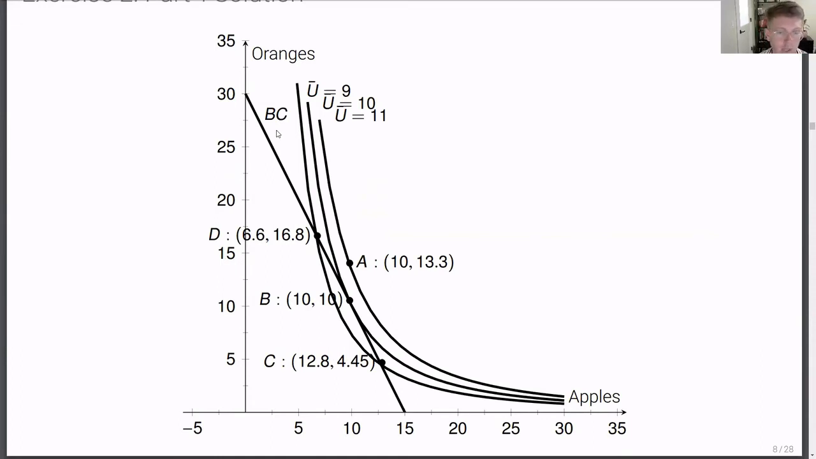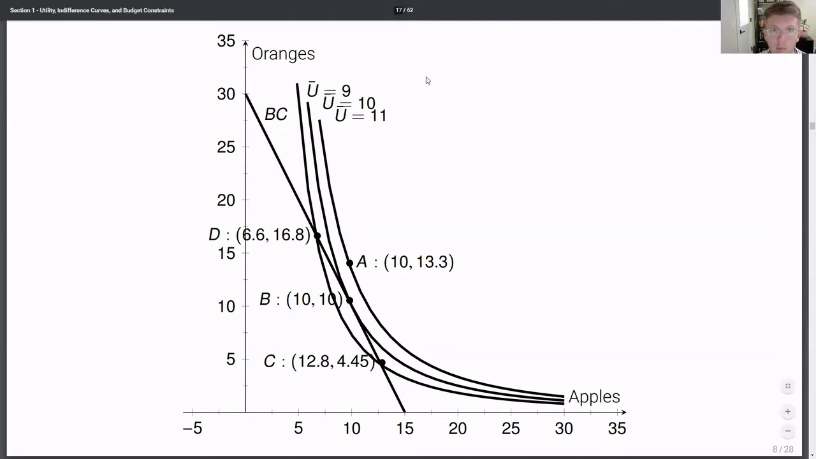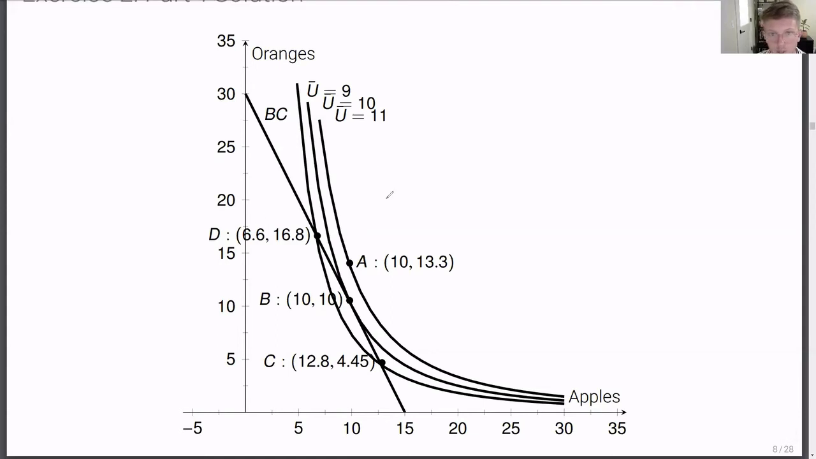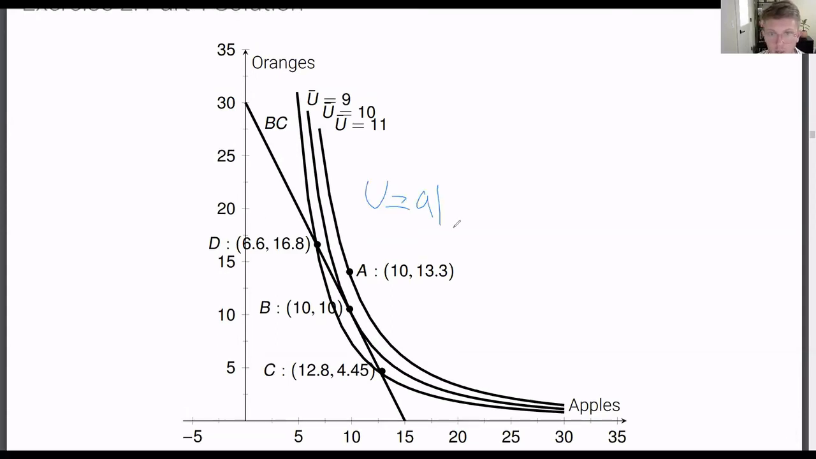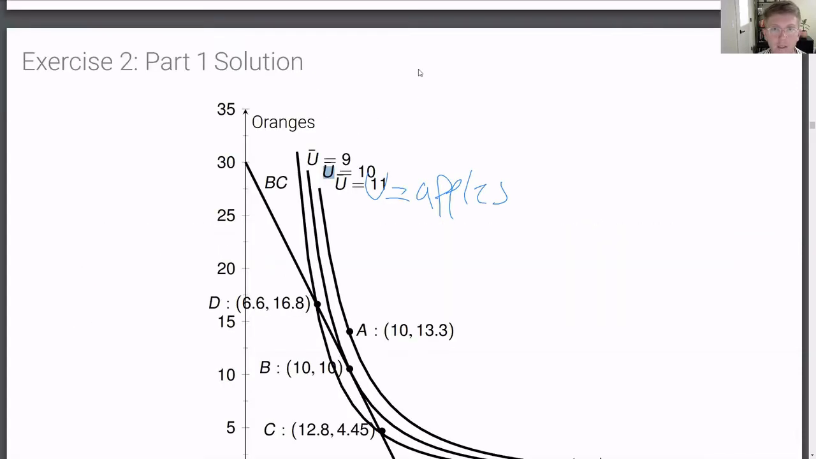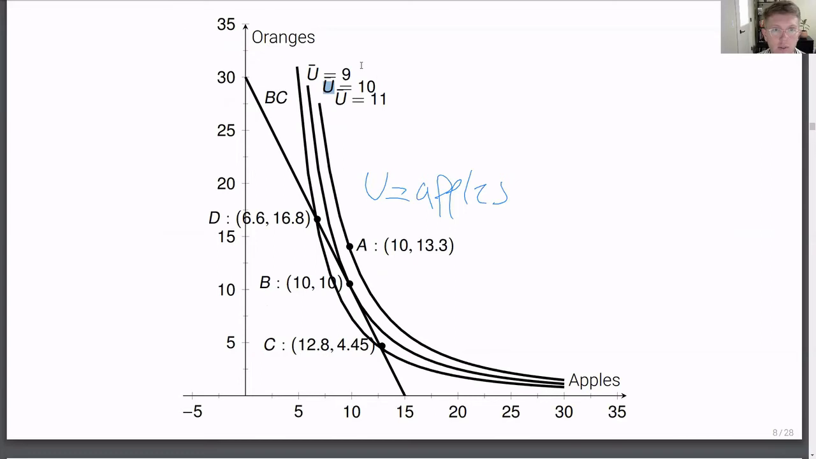Looks roughly like this. So one value you can see that will give you a utility of 10 is if you just consume 10 oranges and 10 apples. And to see that, just recall that the utility function is equal to apples, I think it's to the 2/3, I want to say. Yeah. So apples to the 2/3.